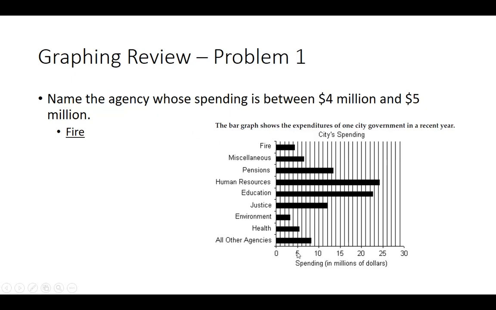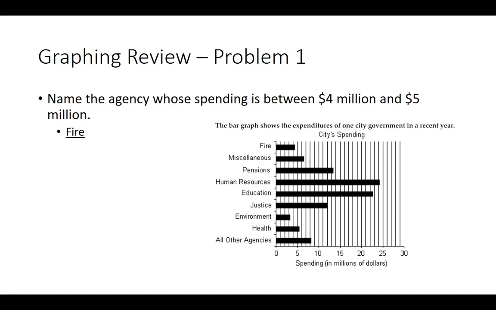Well, 5 million is right here, so we're looking for a bar that ends between 4 and 5 million. Health comes close, but it passes 5 million. Environment comes close, but it doesn't quite get to 4. All of these are clearly past it. And when we get to the top, fire. Fire ends between 4 and 5. So fire is the agency whose spending is between $4 million and $5 million. So that's just a bar graph.